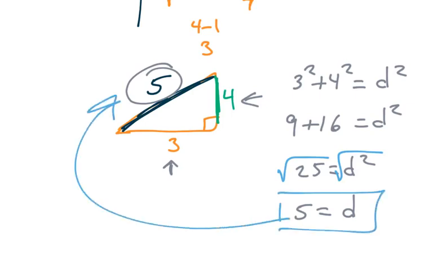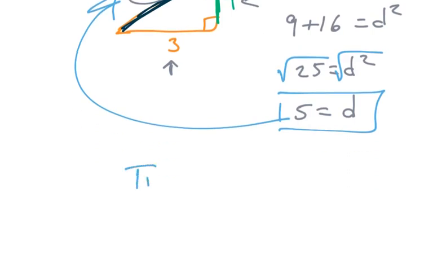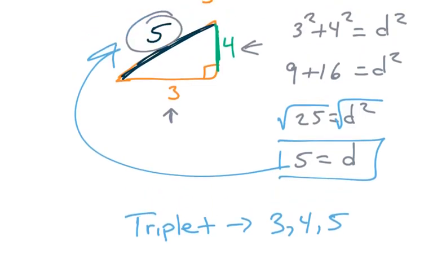I actually immediately said 5 because this is also known as a triplet, 3, 4, 5. And what essentially a triplet is, if you memorize them, 3, 4, 5 is a very common triplet. If you memorize it, you see a 3 and 4, you instantaneously know the hypotenuse is 5. So that's why I just said 5 real quick, but I proved it.